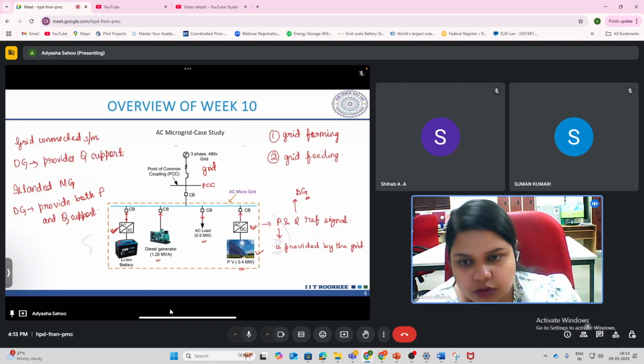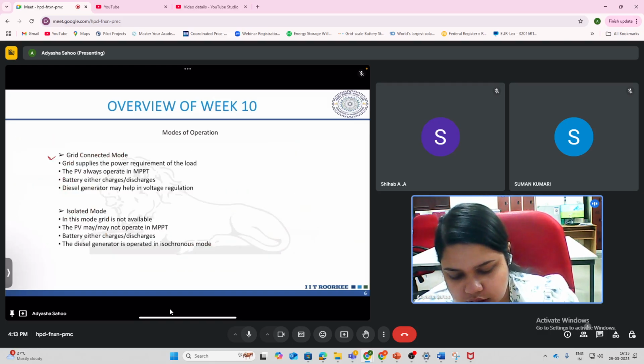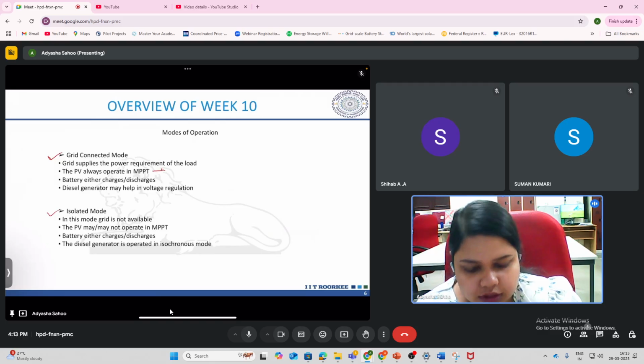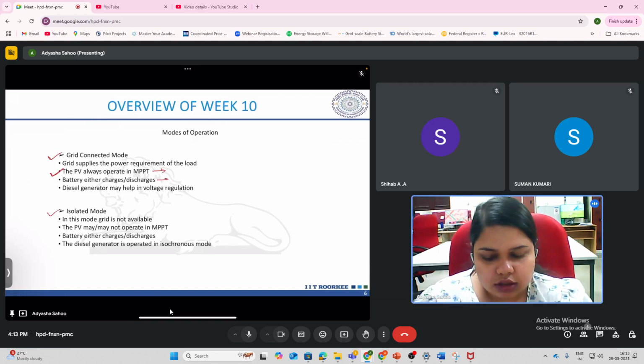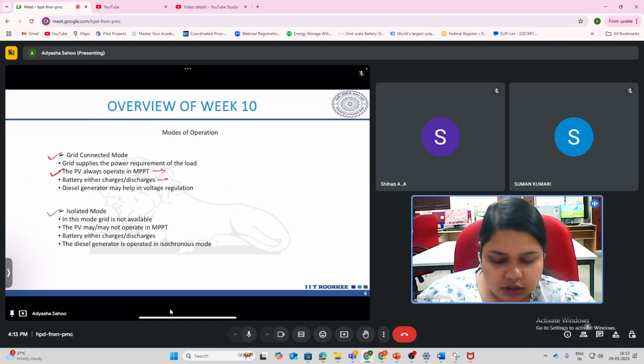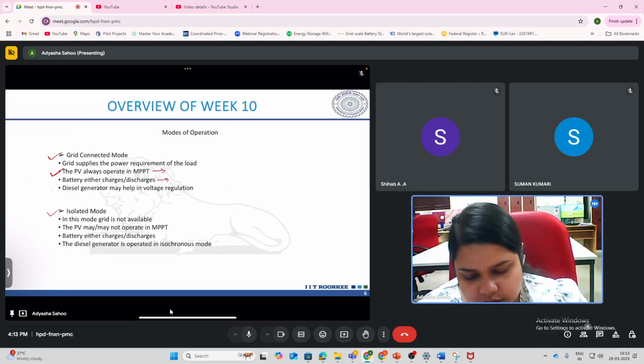So we have two modes of operation, grid connected and isolated mode. In the grid connected mode, the PV will always operate in MPPT. That you need to see. And then depending upon the conditions of the PV, the battery may either charge or discharge. Then the diesel generator will help in voltage regulation by providing reactive power support.